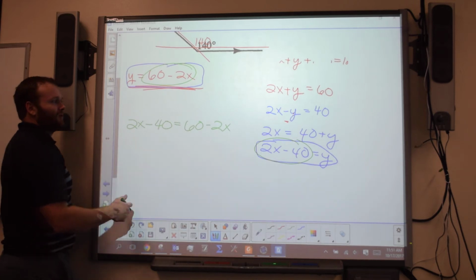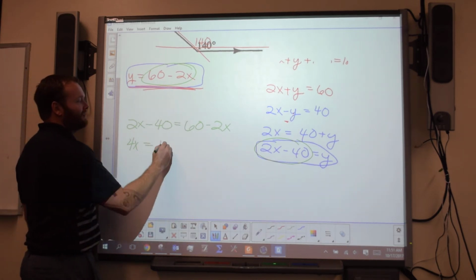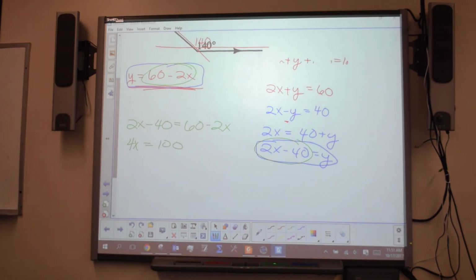What can I do? Add 2x to both sides, get 4x over here. Add 40 to both sides, you get 100. X is still going to be 25, right? So I think that's the nice convenient thing about algebra, is that once I create my equations, there could be 2, 3, 4, 5 different ways to arrive at the same solution. Now, there's only 2 techniques. There's either elimination or substitution. But you see in the substitution method, you've got a handful of routes you could go.